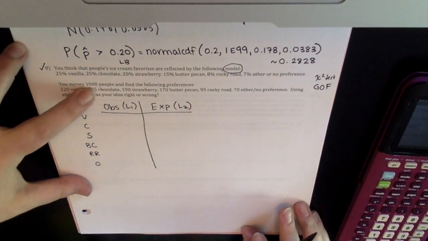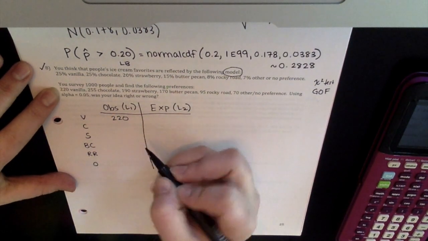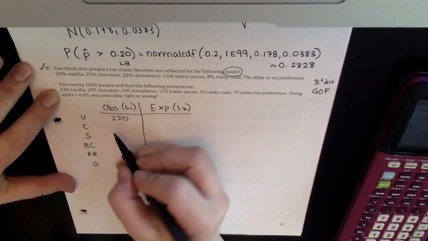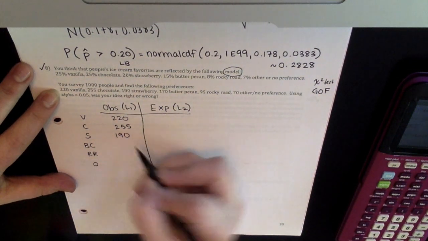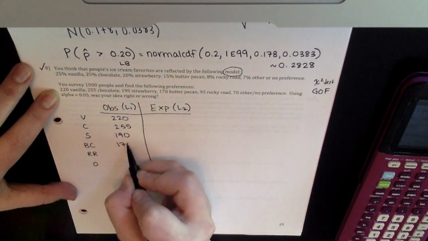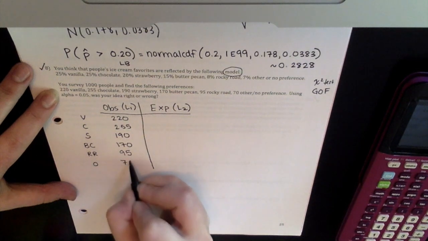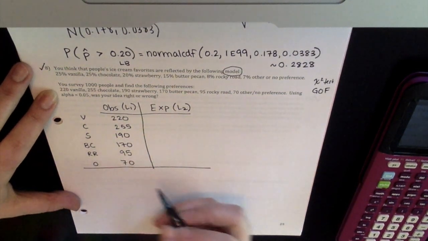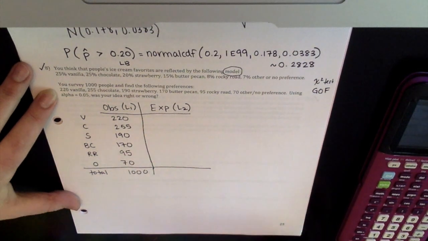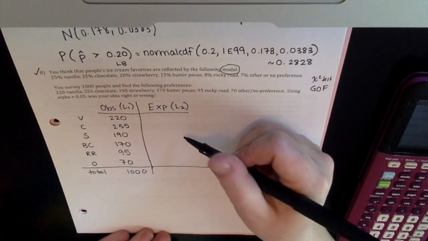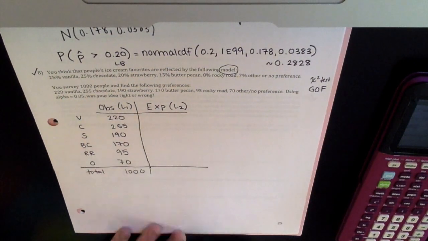So I surveyed 1,000 people, and I found the following preferences. 220 actually liked vanilla. These are what I observed, right? 255 liked chocolate. 190 liked strawberry. 170 butter pecan. 95 rocky road. And 70 other. So then we always check, do we have the right total? Yes.